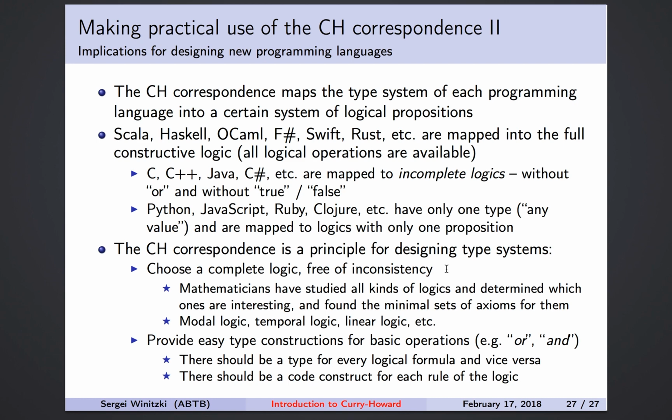Is this logic complete? Can you derive all things that are true? Are there enough axioms and rules of derivation? Or maybe there are too many axioms and rules of derivation. You can delete some of them and have fewer. Mathematicians have always been interested in such questions. They found all kinds of interesting logics where you can derive a lot of interesting theorems, non-trivial theorems, and they found the minimal sets of axioms and rules of derivations for these logics.